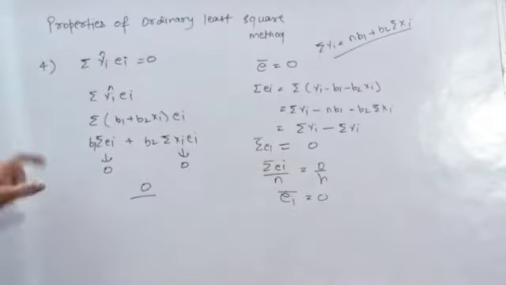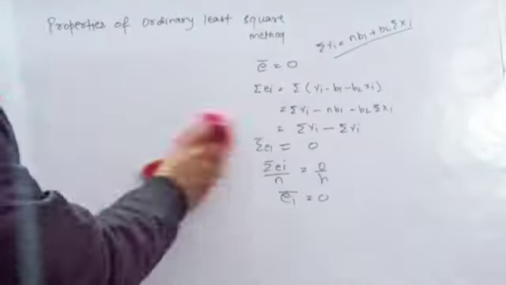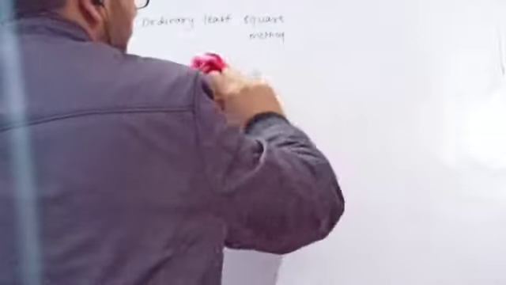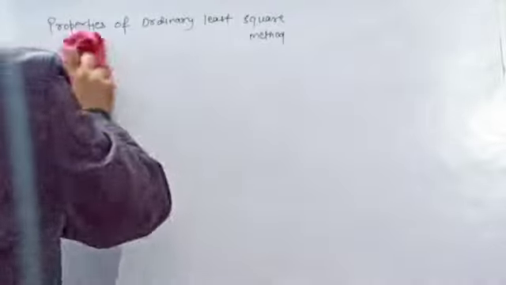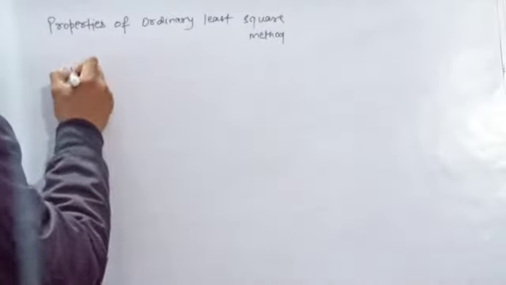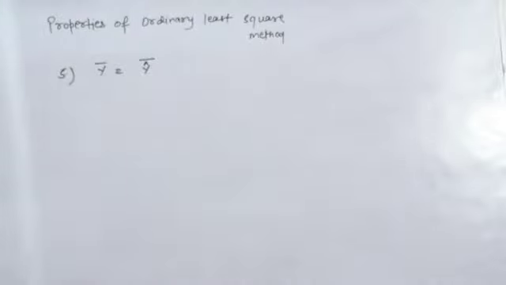Okay, the fourth property is this. Please write it down. Now we will discuss the fifth property of the OLS method. The fifth property is that y bar is equal to y hat bar. So what is y bar?